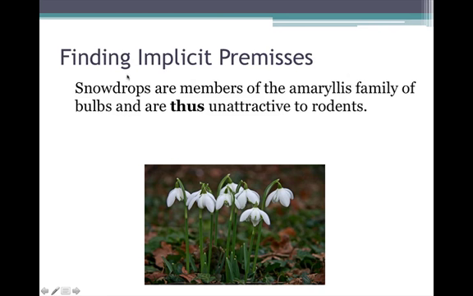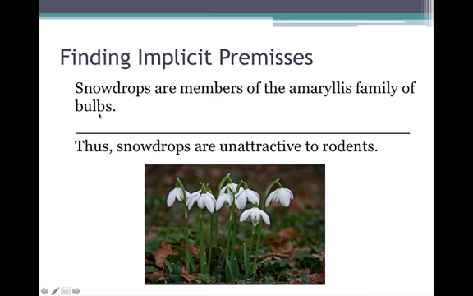Let's take a look and see. Snowdrops are members of the amaryllis family of bulbs. Yep, that seems to be a premise, so let's organize it that way. So now we've got our premise on top, our conclusion on the bottom. But the question we've got now is, why is it the case that snowdrops, being members of the amaryllis family of bulbs, is evidence or support for the claim that snowdrops are unattractive to rodents? What kind of premise, specifically what kind of generalization, what might we be able to throw in here that would make this a relevant piece of support for this?